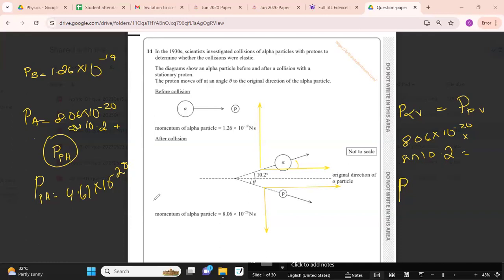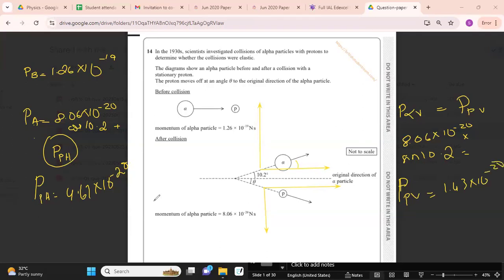So the vertical component of the momentum of the proton is going to come out as 8.06 into 10 raised to the power of negative 20 multiplied by sine 10.2. So we get 1.43 into 10 raised to the power of negative 20.